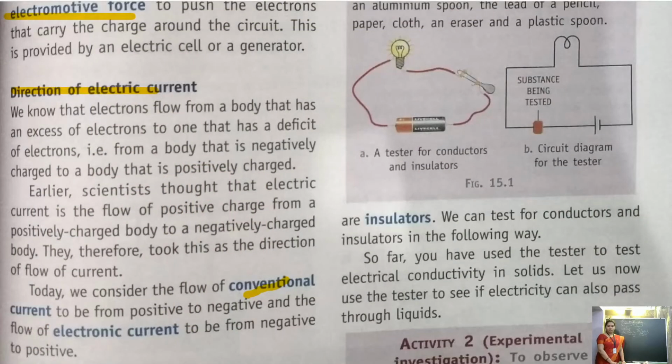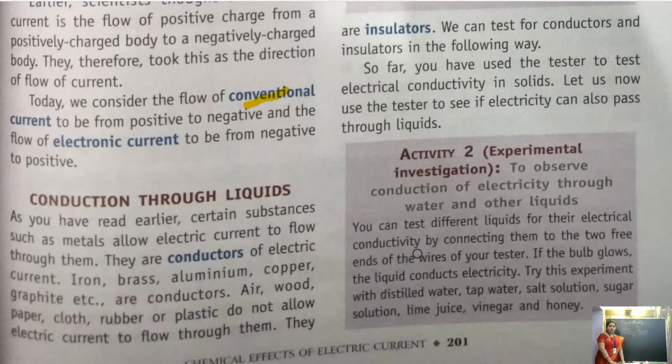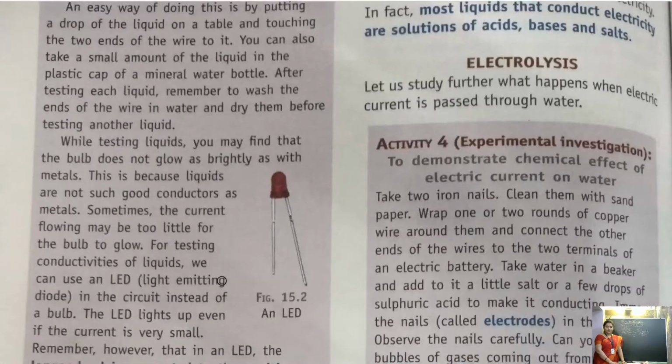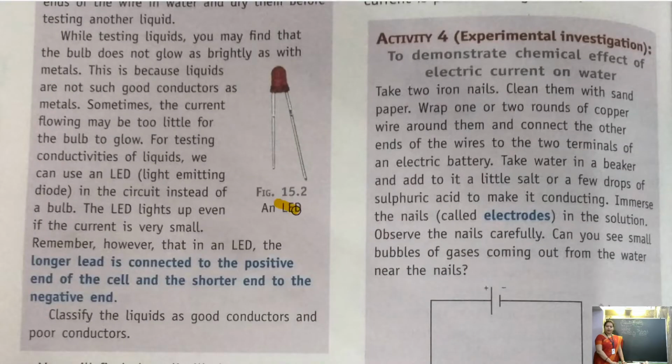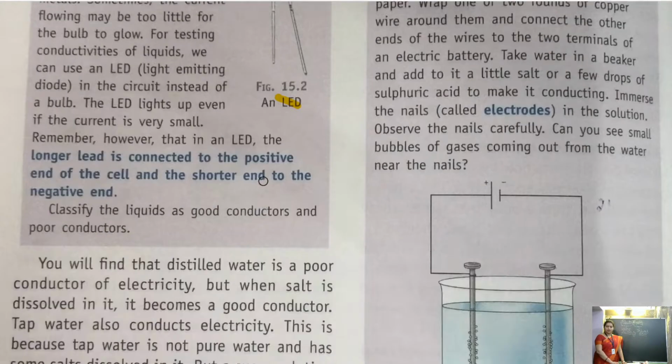Let's first see the chapter here. So children, we have talked about the conduction through liquid. We know what is a conductor and what is an insulator. We have also talked about LEDs. We know that the longer lead of the LED is positive and this is negative.